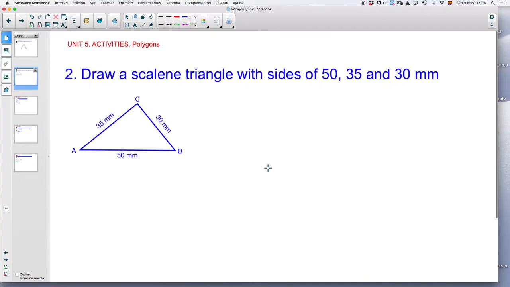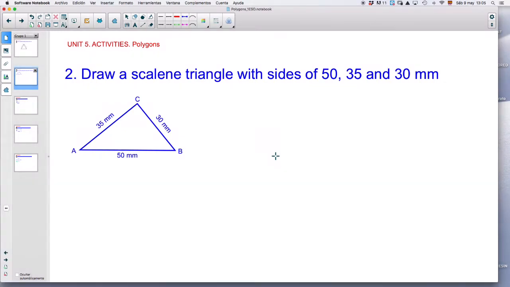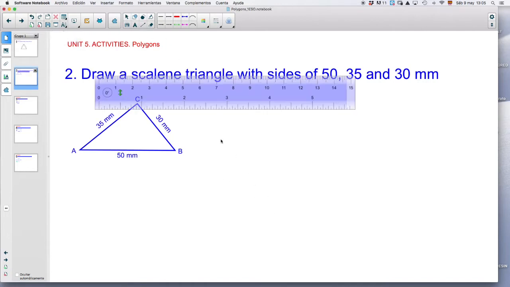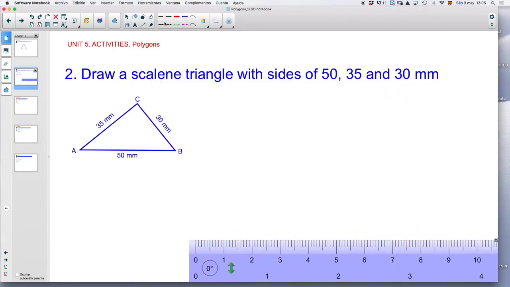Activity 2. Draw a scalene triangle with sides of 50, 35, and 30 millimeters. A scalene triangle has all sides and angles different sizes. It doesn't really matter which one is the side you draw first. I will start with the largest one. Take your ruler and draw a baseline. I will start drawing the side AB, 50 millimeters. I will name the points.